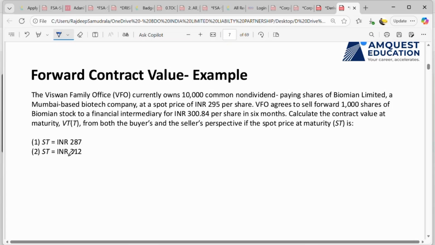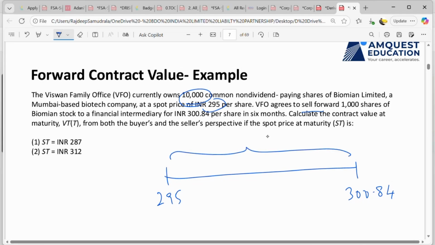This office owns 10,000 shares, right? Spot price is 295. They are selling forwards for 1,000 shares at 300.84. So today's value is 295, and they sold it at 300.84. Correct? And the time period is 6 months. They're asking you for the contract value at maturity.